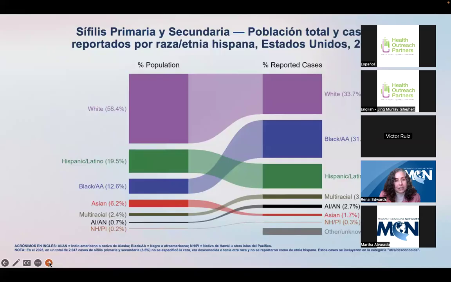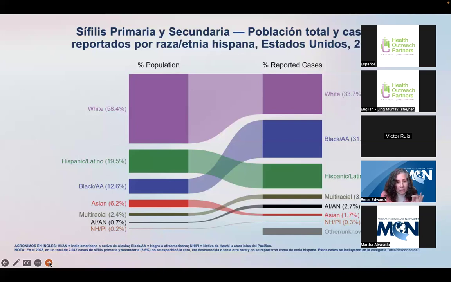The purpose of this image is to show the difference between the percent or proportion a particular racial group has of the total U.S. population, compared to the percent or proportion of primary and secondary syphilis cases in the country, which would be on the right side. You can see that sometimes they swerve, they go up, they go down. Of note, we can see important disparities for African Americans and for American Indian and Alaskan Natives, accounting for a much higher percent of cases compared to the size of the population.